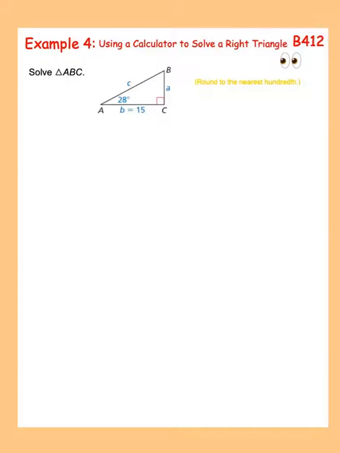So I'm going to first write the measure of angle B I need to find. I already know that angle C is going to be 90 degrees. I also know that the measure of angle A is 28 degrees. I also need to find the length of side A. I already know that B is 15, and then I need to find the side length of C.